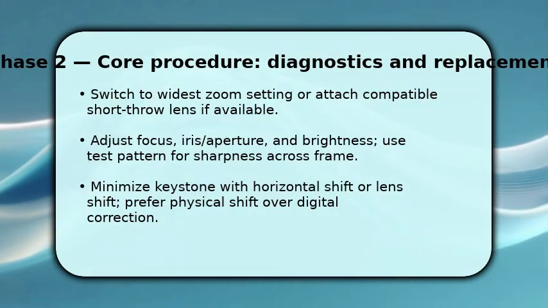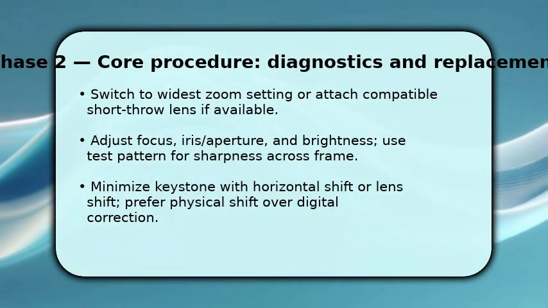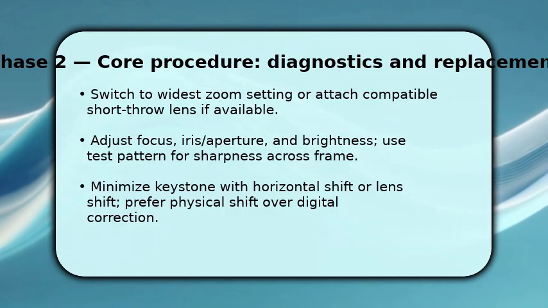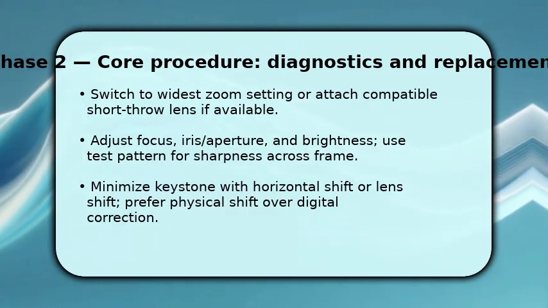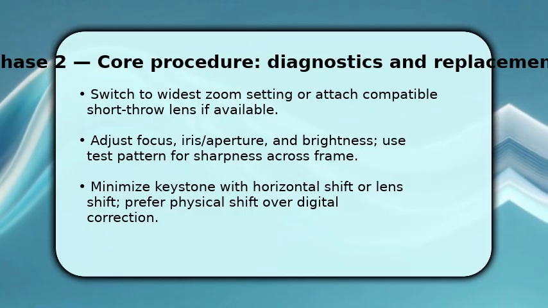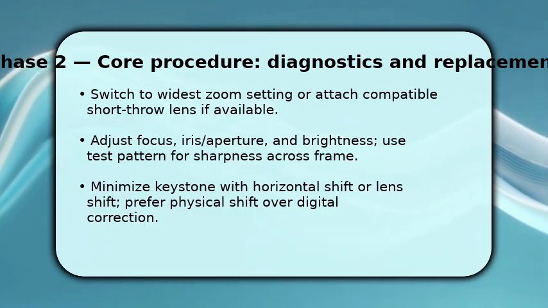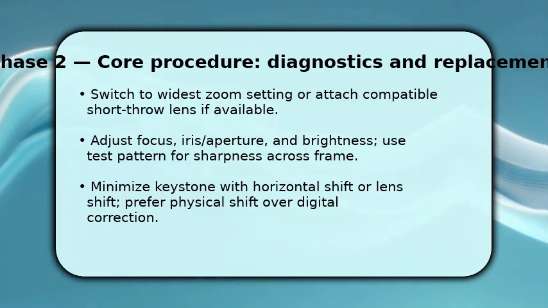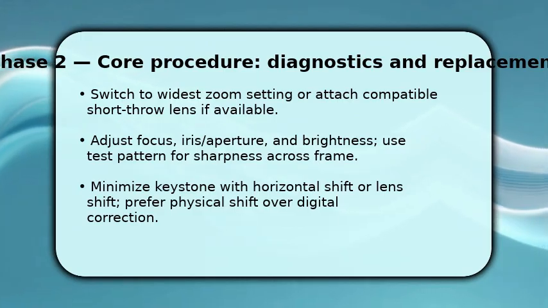Once the projector is closer, widen the optical zoom, or if you have one, install a short throw lens to gain size without sacrificing light. Adjust focus and iris, open slightly for max brightness, then fine-tune for edge sharpness using a grid test pattern.